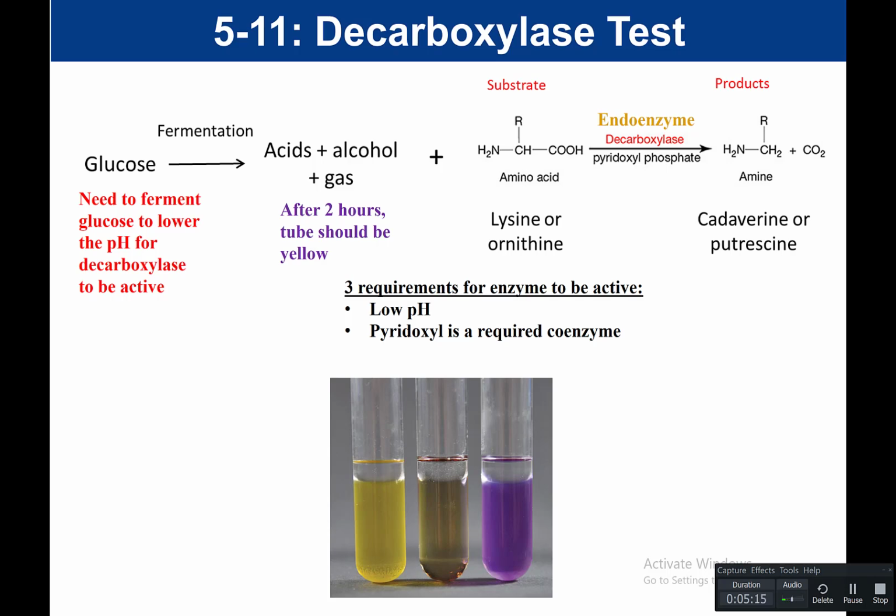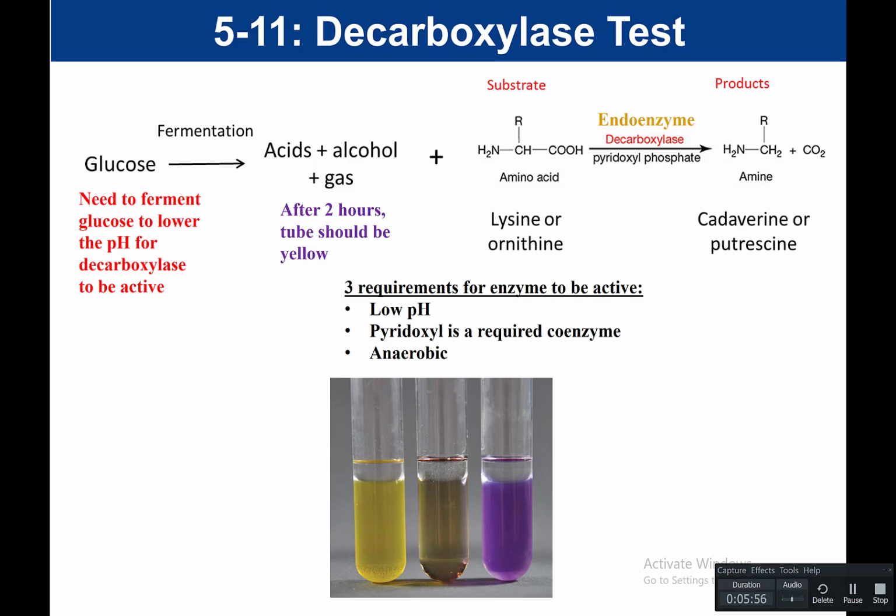The second requirement is the pyridoxal. In the media, it's pyridoxal phosphate. And again, that's a required coenzyme. It's needed for the enzyme to be active. The last requirement: notice that these tubes have mineral oil. What does that tell you about their oxygen requirement? That tells you that this reaction is going to be anaerobic. It happens in the absence of oxygen. If you were to forget the mineral oil, this test would not work properly. So we need it to be anaerobic in order for the reaction to occur.